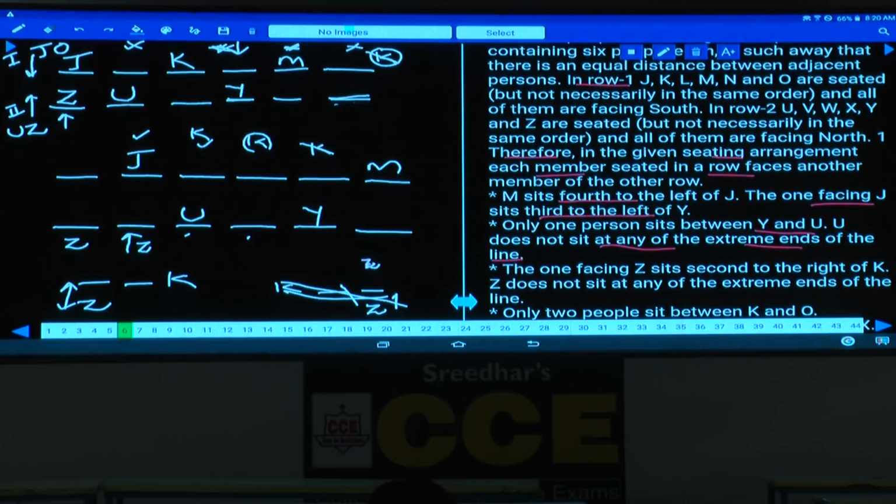And the one facing Z sits second to the right of K. And what is the other information here? Z does not sit at any of the extreme ends of the row. As Z does not sit at any of the extreme ends of the row, Z cannot be here.